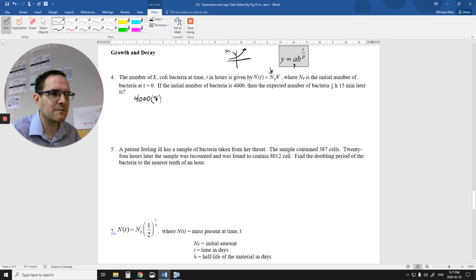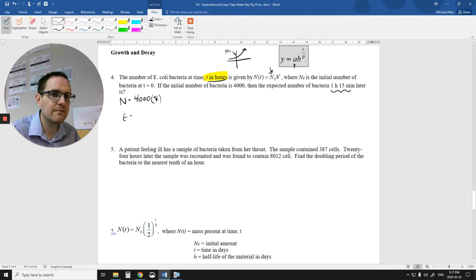and then the expected number, they're just asking, this is a pretty easy question. They want to know what they expect after 1 hour and 15 minutes. So they've actually just given us the time right now. Time is supposed to be in hours. I'm looking at this very carefully here. It's in hours. So that means I'm going to change all of this here into hours.